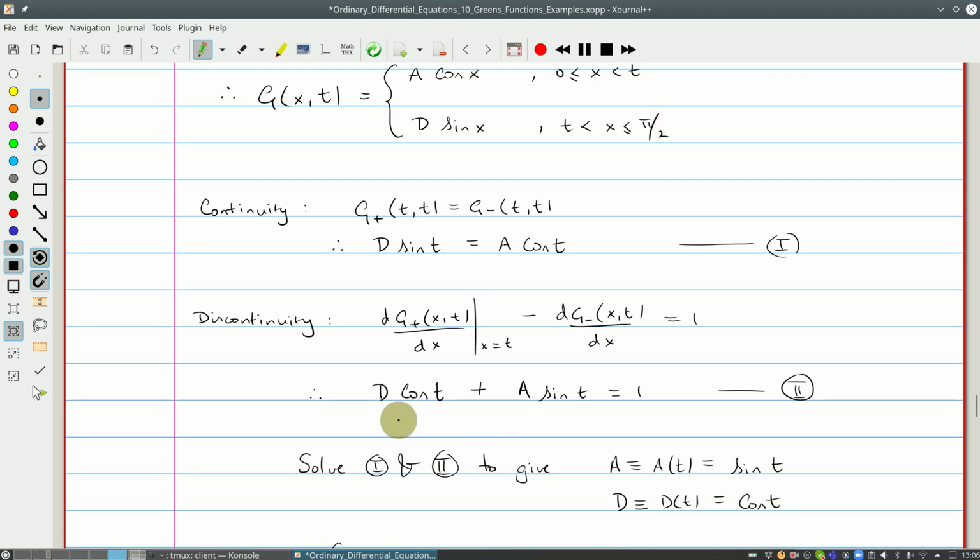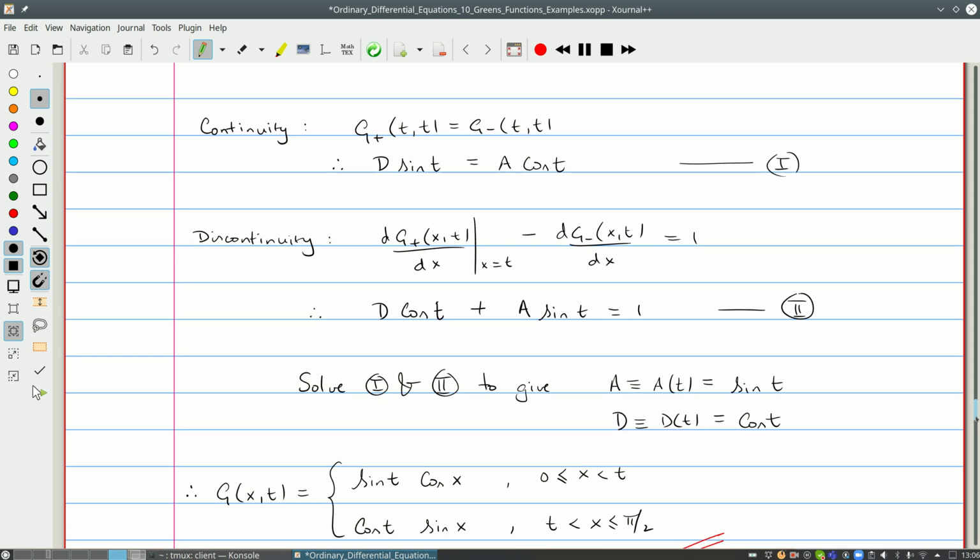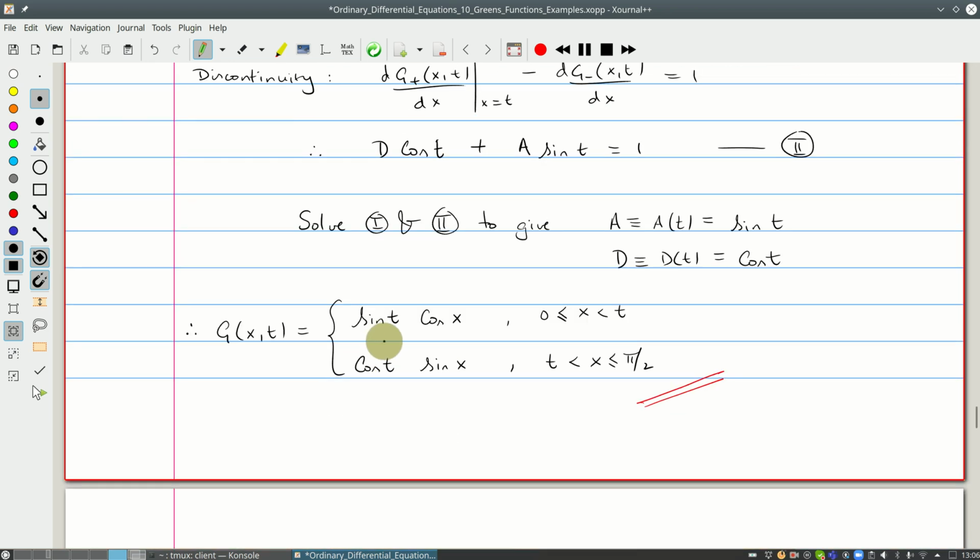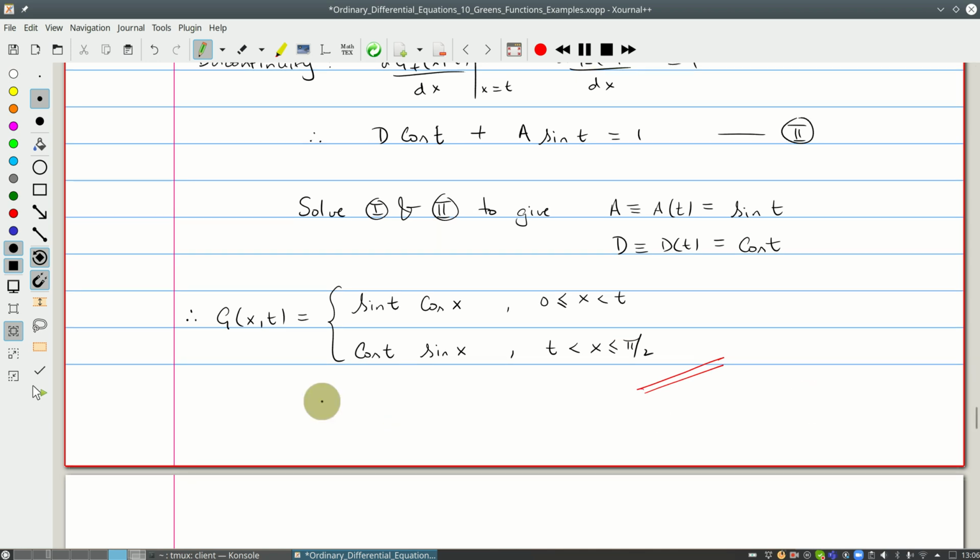So this gives us our condition 2. Solve them to show that a is sine of t and d is cosine of t. And that gives us our Green's function. The Green's function is given by sine t cos x when x is less than t, and cos t times sine x when x is greater than t. Now, I'm not going to go any further. Once you have your source function, you can use this Green's function to solve for the solution y of x.